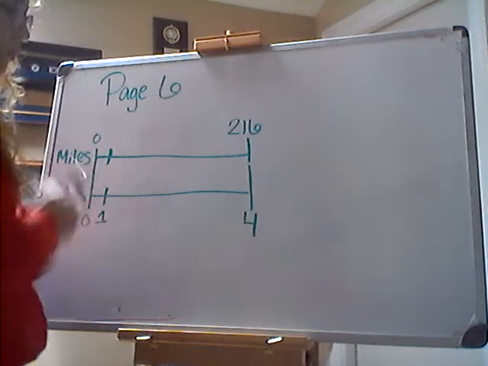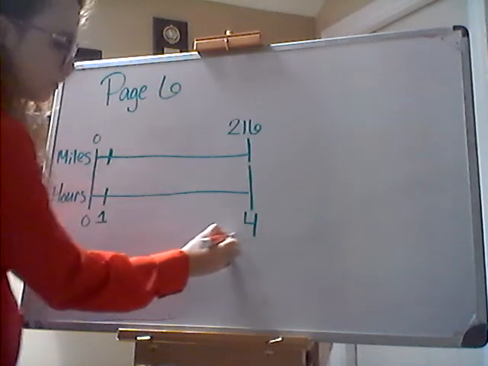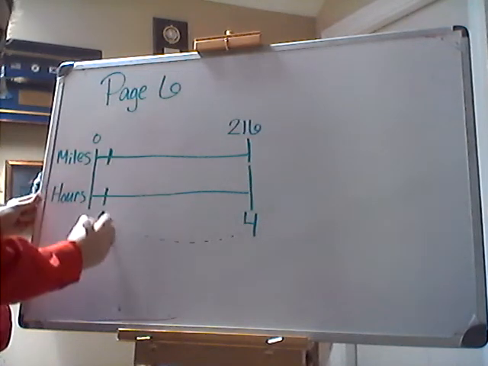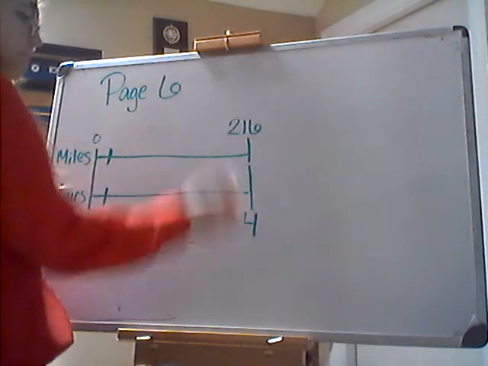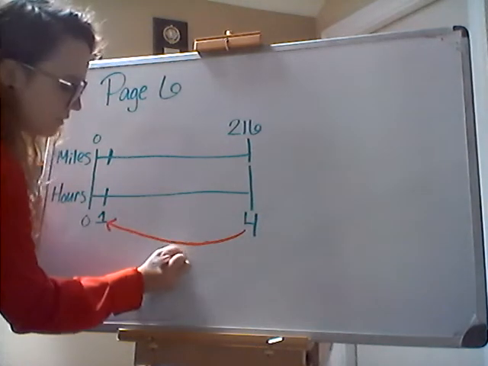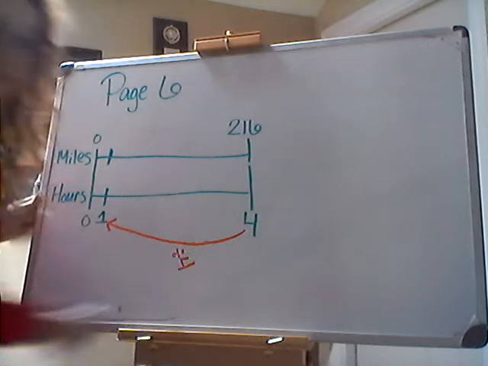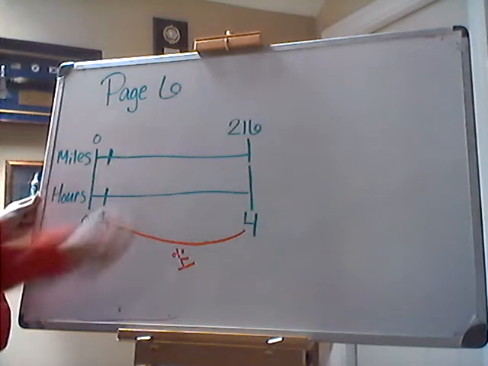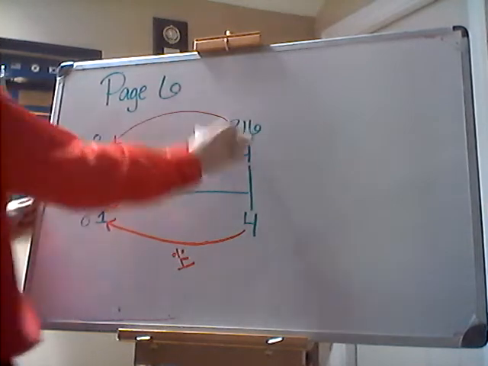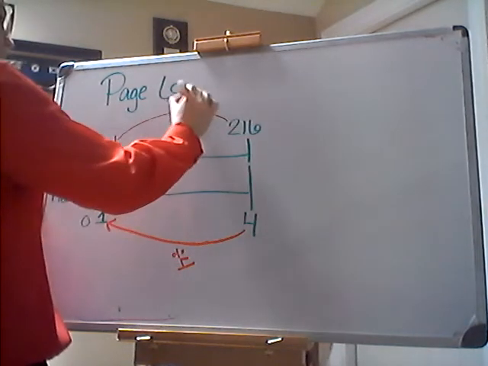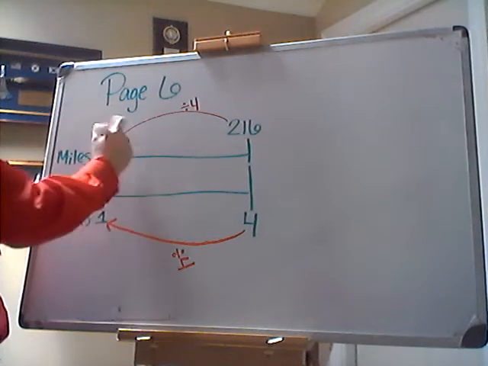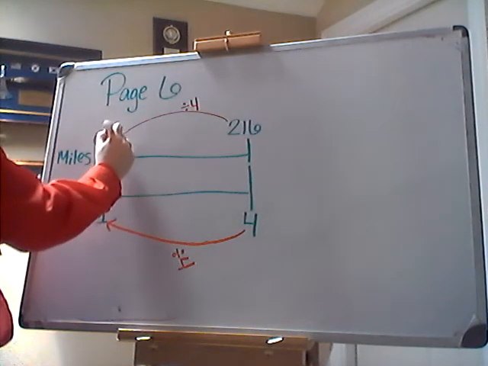Remember, when we're using double number line diagrams, whatever you do to the bottom or the top, you have to do to the opposite. So if you do something to the bottom, you have to do the same thing to the top. To get this 4 to become a 1, we divide by 4. So we're going to have to do the same thing on the top. We're going to have to divide 216 miles divided by 4. When we do that, it gives us an answer of 54.